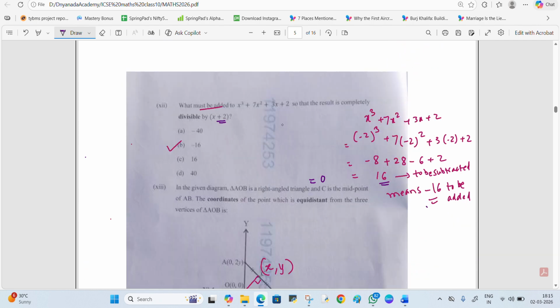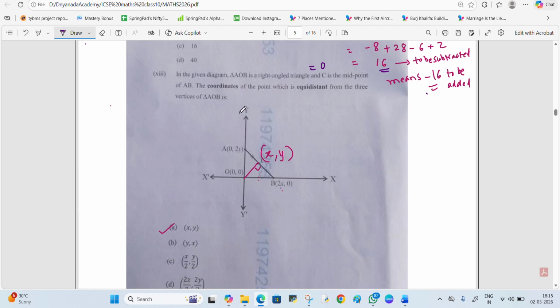Now next: what must be added to this number so that it's completely divisible by x plus 2? So put the value minus 2 in this equation, you will get 16. If it is completely divisible, then you should have a 0. So what should we do? Subtracted is minus 16, but you have to add it. The number must be added. So 16 minus 16, if you add it, you will get the value 0. So your answer should be minus 16.